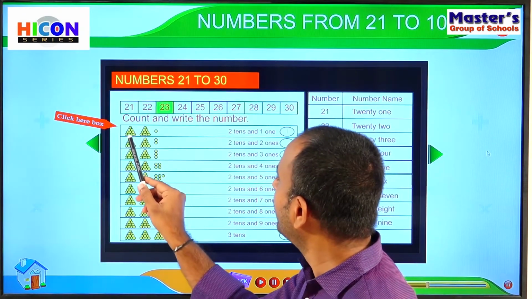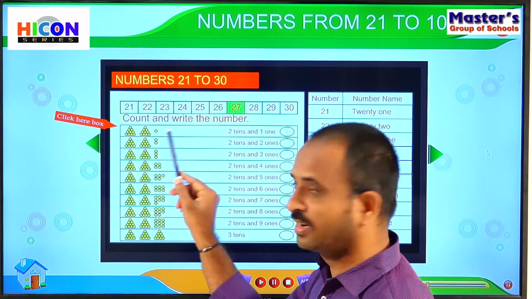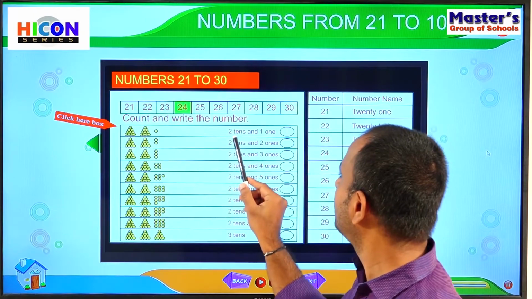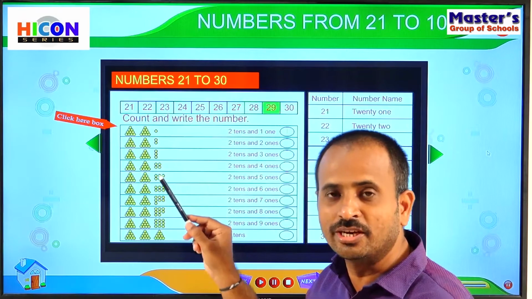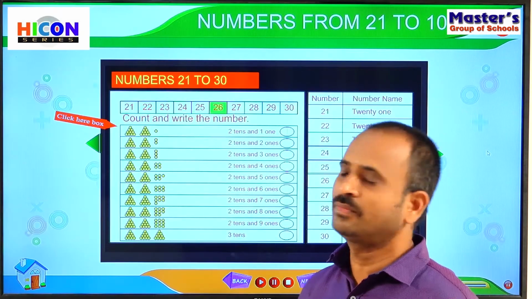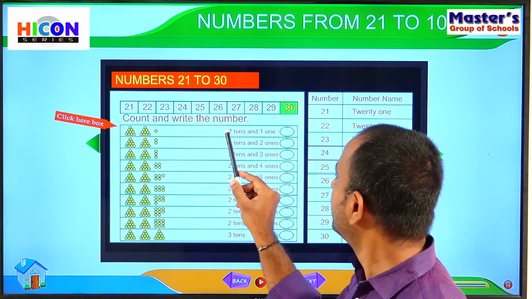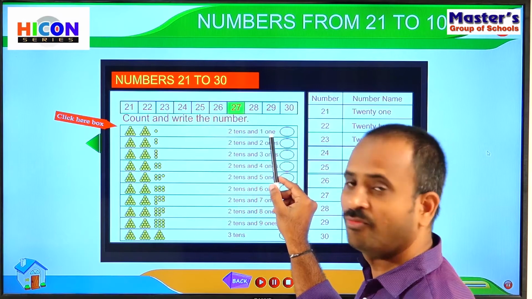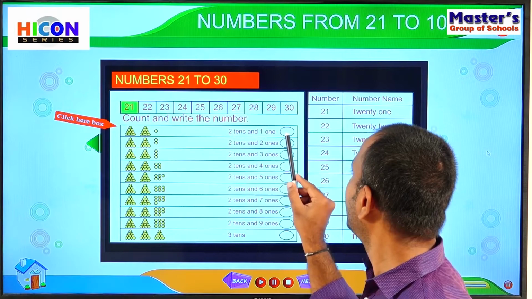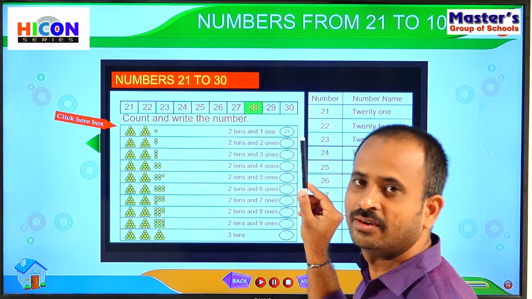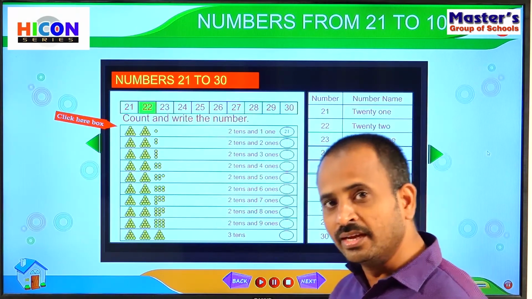Children, how many tens are there? This is 1 ten and this is another ten. So, total 2 tens are there. And how many ones are there? Each single ball represents one. So, 1 is there. That is 2 tens and 1 one. How much number does it form? It forms 21. Write 21 here. This number is called 21.